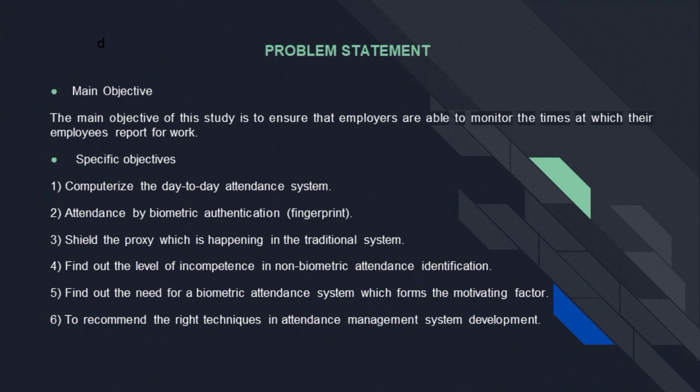Number 2, attendance by biometric authentication. Number 3, shield the proxy which is happening in the traditional system.